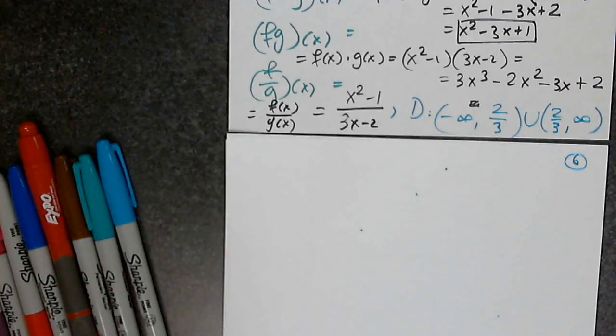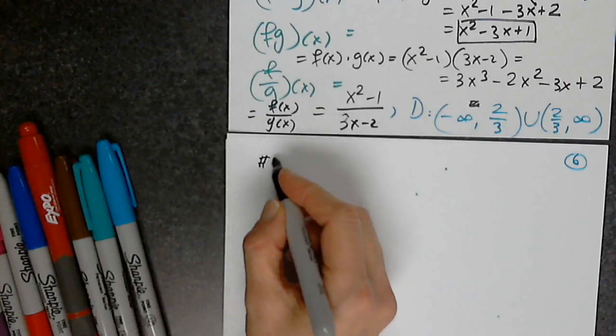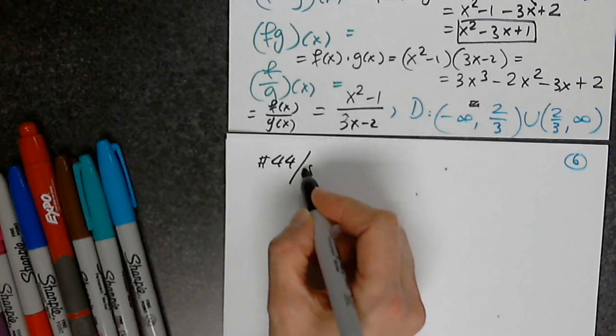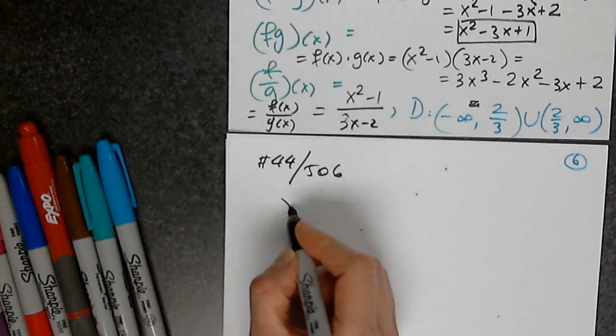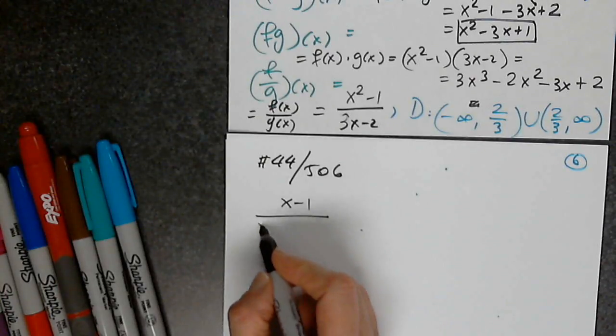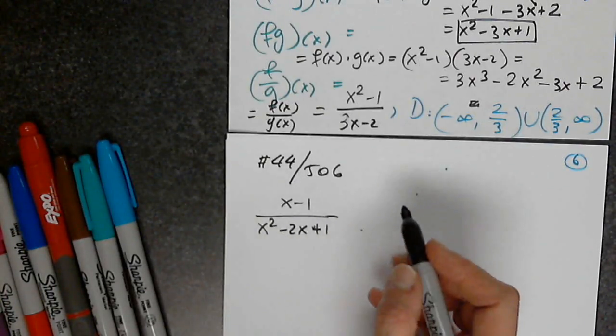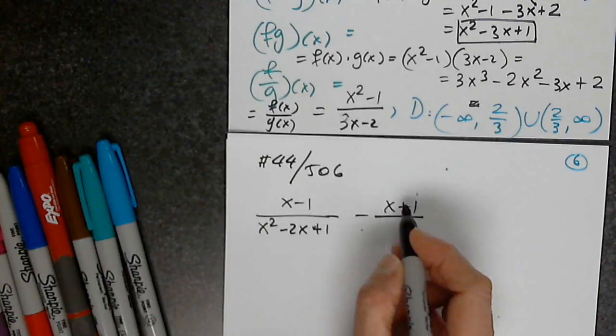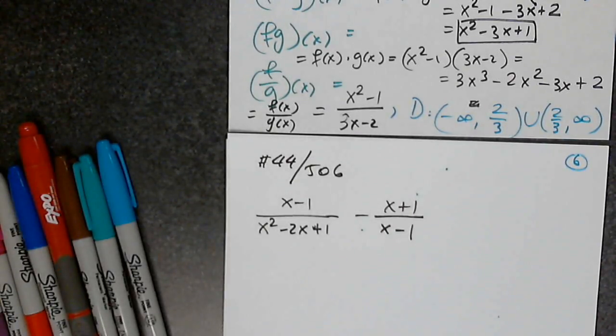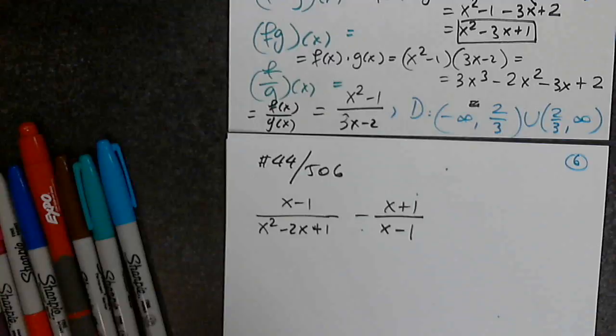Okay, very good. So in 7.4, let's look at problem 44 on page 506. So we have (x minus 1) divided by (x squared minus 2x plus 1), and then minus (x plus 1) divided by (x minus 1). We're asked to perform the indicated operations. Your book will not say state restrictions, but I kindly ask you to. So let's take a minute, work on this, and then we'll do it together.